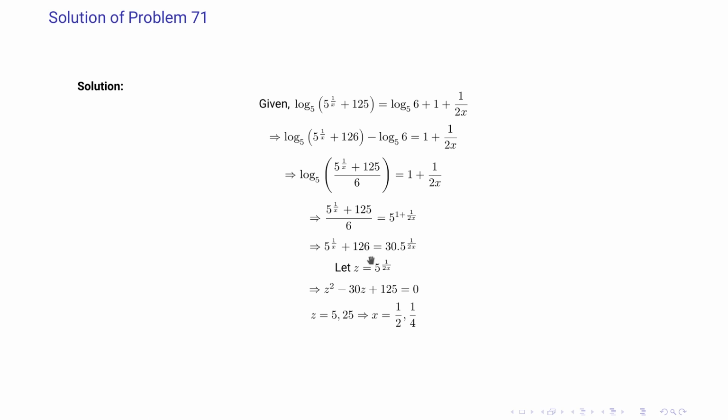So now we let z is equal to 5 to the power 1 by 2x. So the left hand side would be z square minus 120 plus 125 and the right hand side would be 30z. So we bring 30z to the left hand side, we get z square minus 30z plus 125 is equal to 0. So you solve this quadratic equation, you factorize this, you get z is equal to 5 comma 25. So x would be 1 by 2 and 1 by 4.